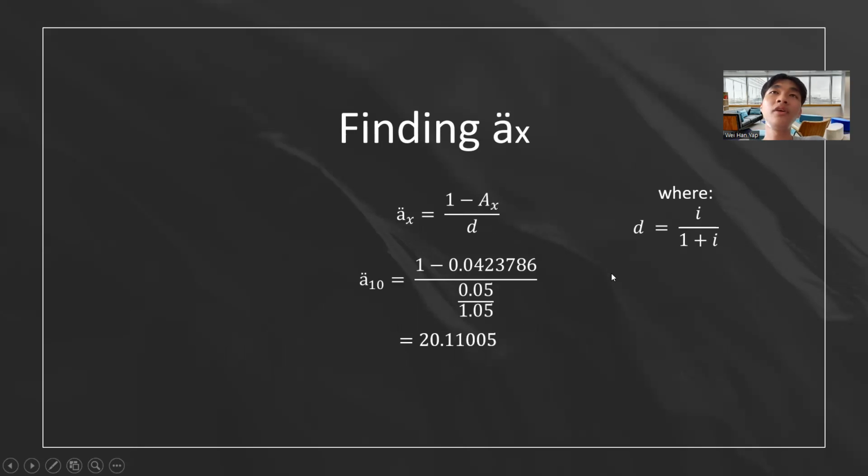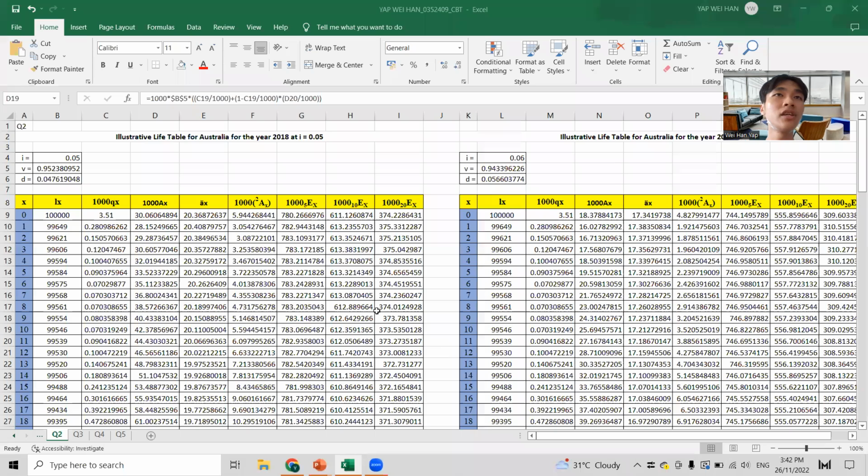Next, we are going to find the A double dot x. We can use the relationship between the Y, x relationship that we learned in chapter 4. We can relate it by using Y equals 1 minus Z over d. So in our case, double dot A equals 1 minus insurance A divided by d. What is d? d is our i over 1 plus i. Let's try it out again with example 10. A double dot 10 equals 1 minus A10 divided by 0.05 over 1.05. At the end, I'm getting 20.11005. Let's check the answer. Yep, it's the same one. So that means I'm correct.